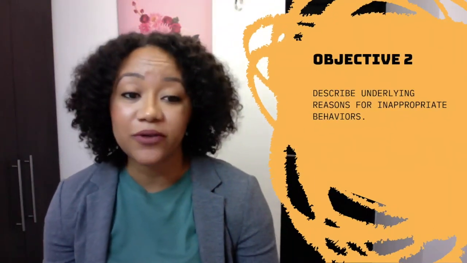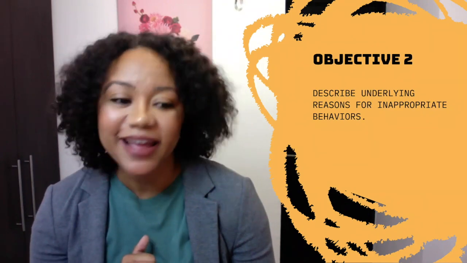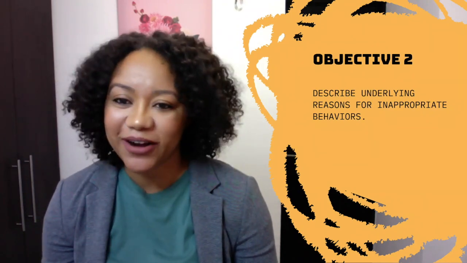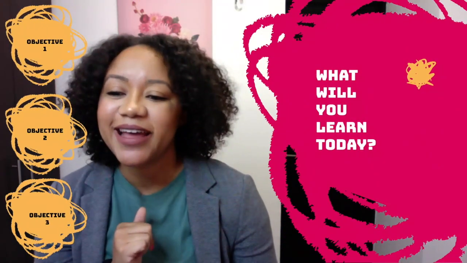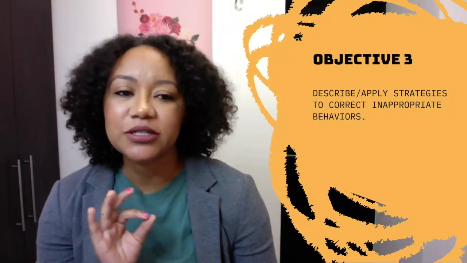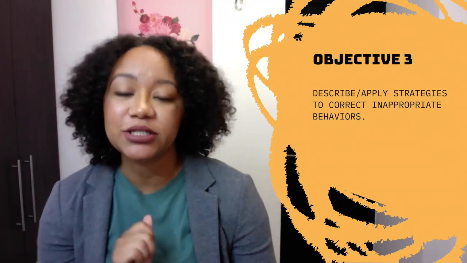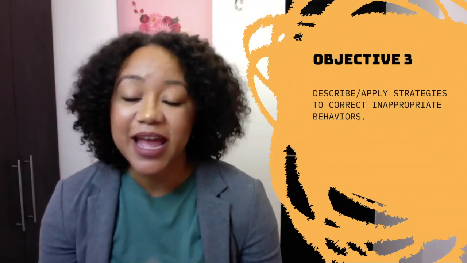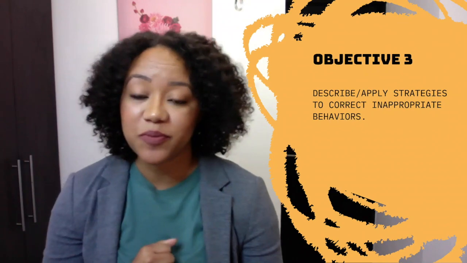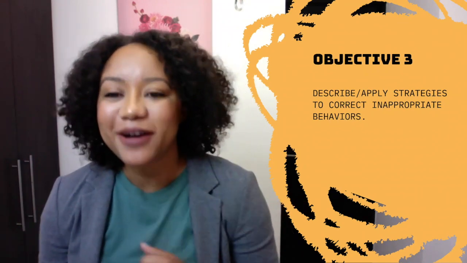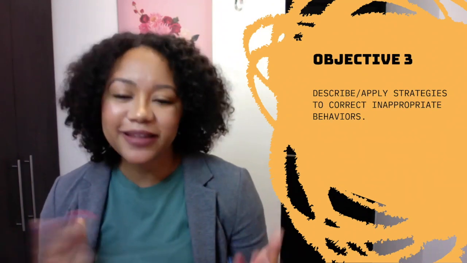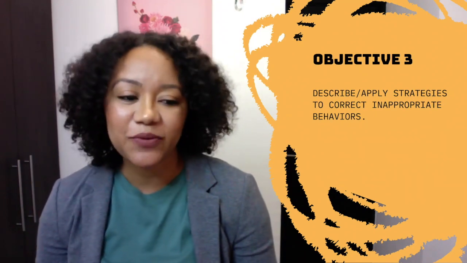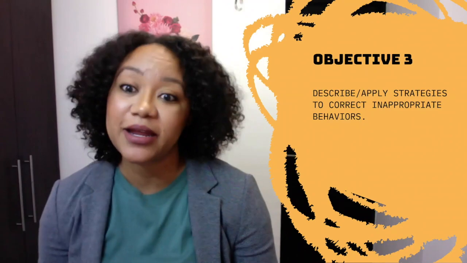The second objective was to describe the underlying reasons for inappropriate behaviors. And again, if you forgot what those are, feel free to go back or at least watch the review section of the video. And the last objective was to describe or apply strategies to correct inappropriate behaviors. If you use any of these strategies that have been mentioned in the video today, please put them in the comments so we know if they worked or if they didn't work. Because if they didn't work, then let's try to figure out something else that we can do to help you work with that inappropriate behavior.